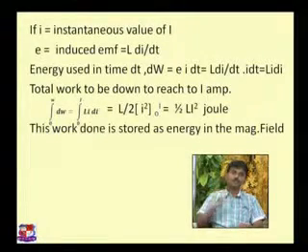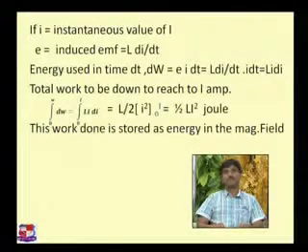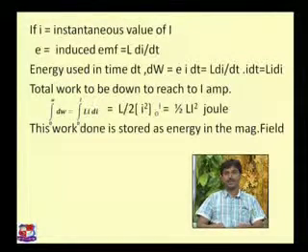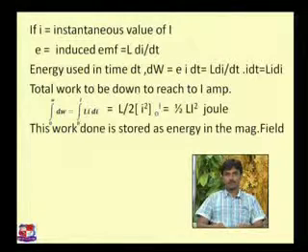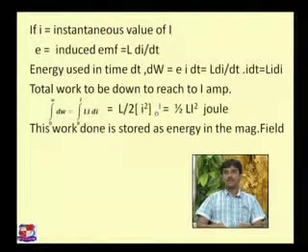How much work do we have to give to take the current from 0 to I ampere? That indicates the integration of dW is equal to integration of Li di is equal to L by 2 I square, limit 0 to capital I. Put the value of limit, we get 1/2 Li square joule. This work done is stored as energy in the magnetic field.